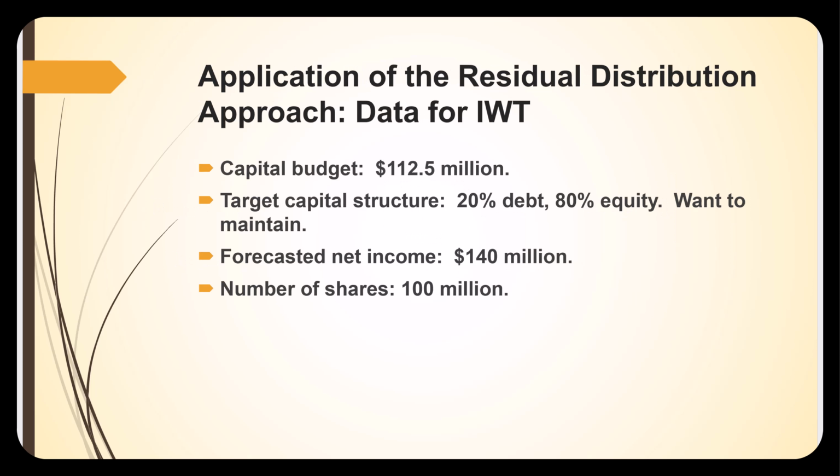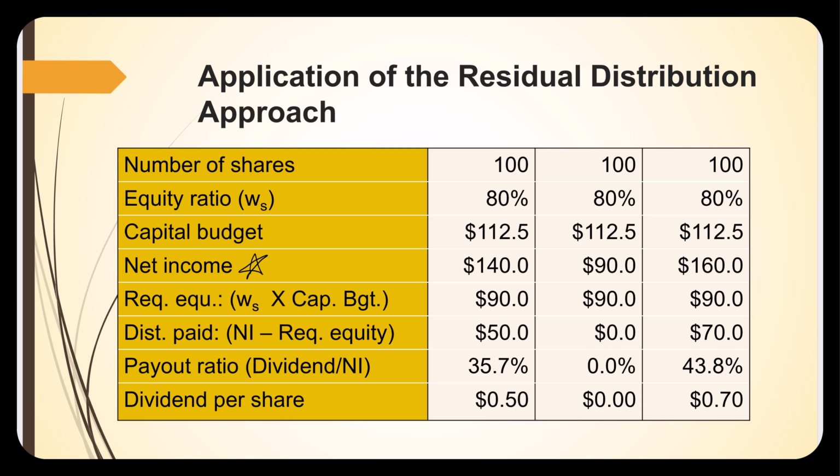So I think an example will make it maybe a little bit more clear. We have a capital budget of $112.5 million. Capital structure is 20% debt. We want to keep that. We think we're going to have forecasted net income of $140 million, and we have 100 million shares. So let's see how this might play out with different levels of income. So let's take the first one down here, this first row. It says, look, we have 100 million shares, 80% is equity, 112.5 is the capital budget, 140 is net income.